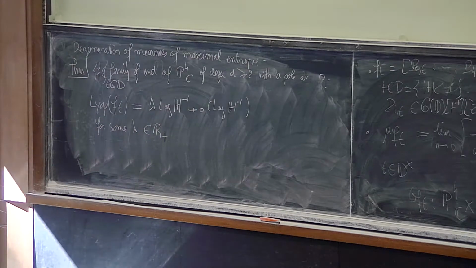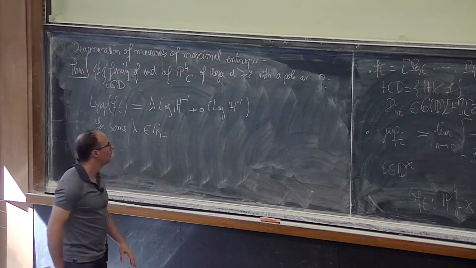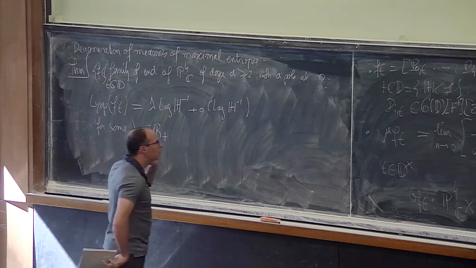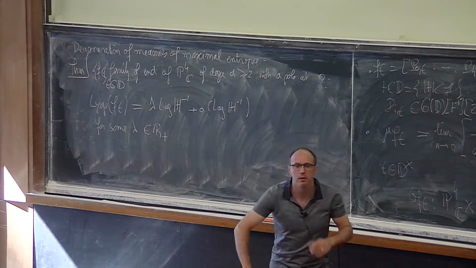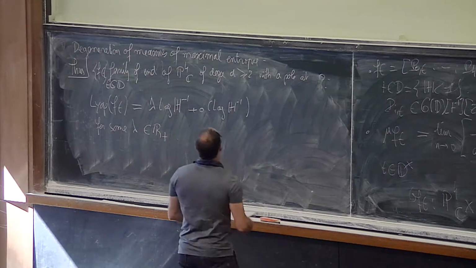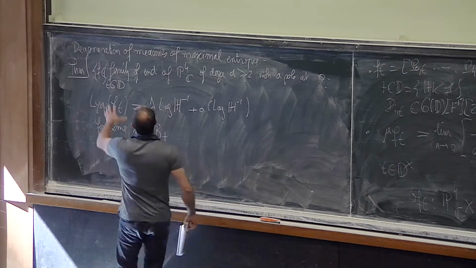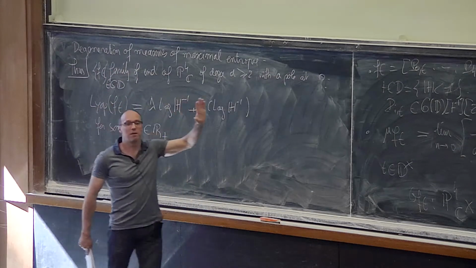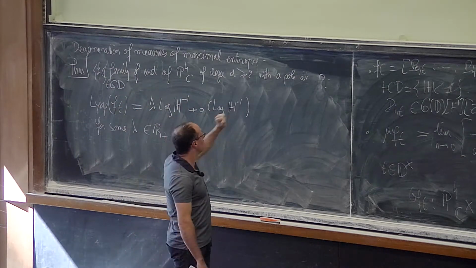What do you mean by pole at 0? It's meromorphic: it's a holomorphic analytic family outside 0, and it's meromorphic at 0.